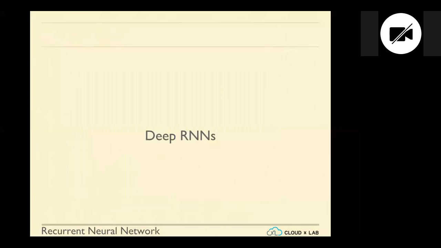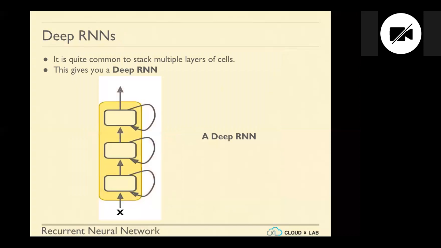Now let's get started. Let's move on to the deep RNN. So it's quite common to stack multiple layers of cells. It gives you a deep RNN. You can basically chain the deep neural network.